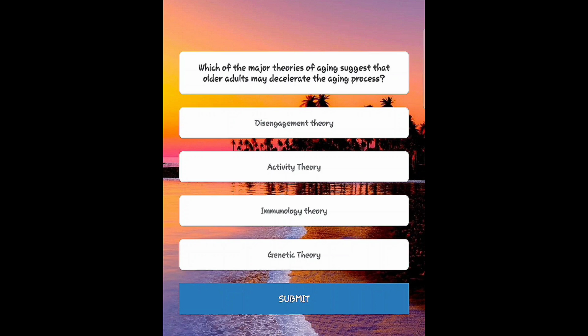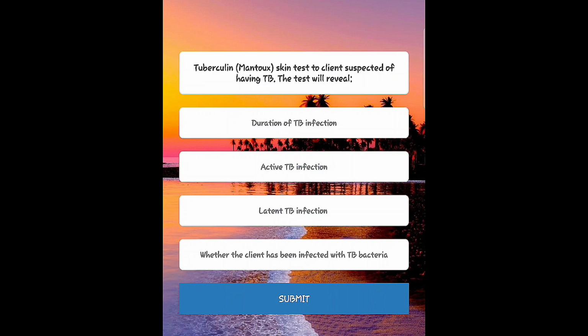Which of the major theories of aging suggest that older adults may decelerate the aging process? Honestly, I can't remember, but I think that should be activity theory. Yes. Okay. Tuberculin skin tests to clients suspected of having TB will reveal a duration of TB infection. No. Active TB infection, latent TB infection, whether the client has been infected with TB bacteria. I think our option should be D.